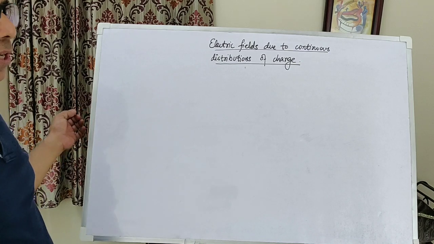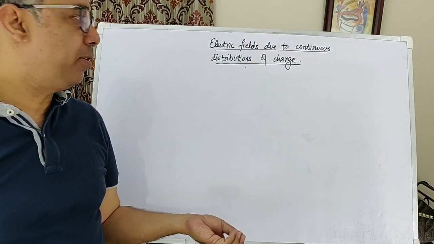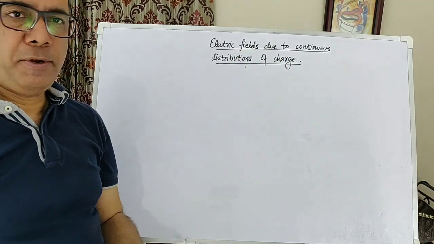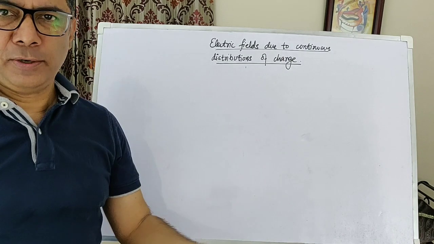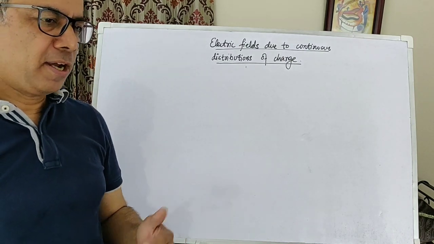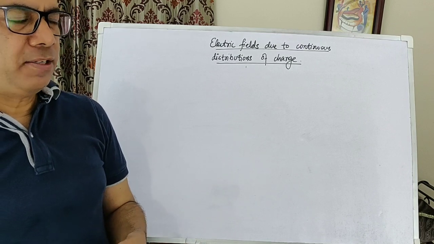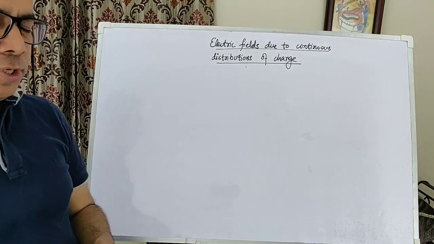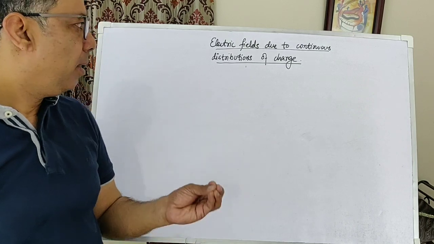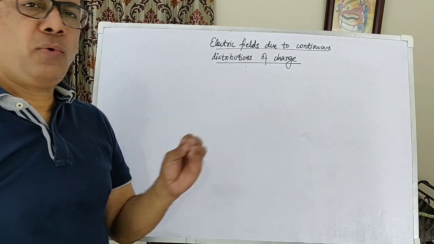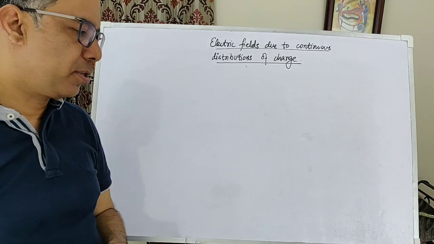Now in this video we will be exploring the calculations of electric fields due to continuous distributions of charge. In our previous video on electrostatics, titled Electrostatics 4, we discussed electric fields due to systems of point charges and dipoles. In this video, we are dealing with continuous distributions of charge.